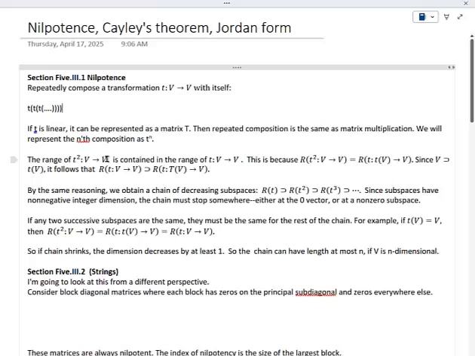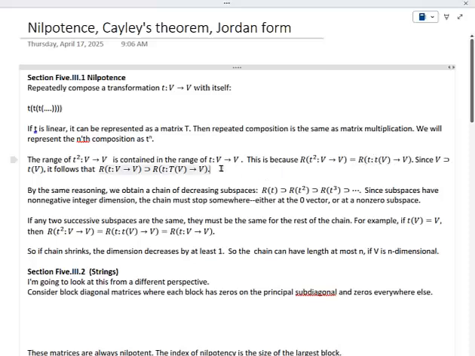Now, one first point to take in is that the range of T squared is contained in the range of T, right? So that's not immediately obvious, but it's not too hard to see. This is because the range of T squared, how do you get T squared? Well, you take a vector in V, you apply T to it, and then you apply T again. So the range of T squared is the range of T applied to vectors in T of V, right?